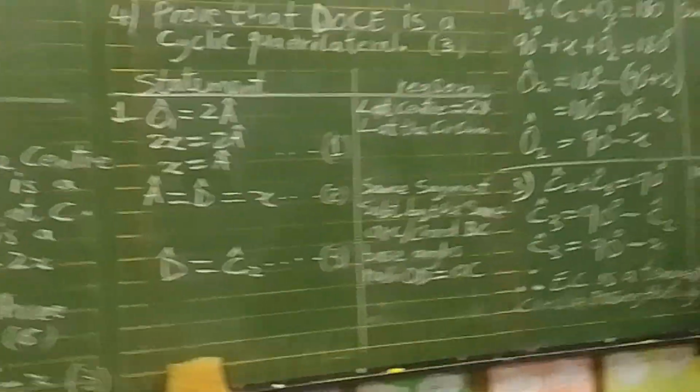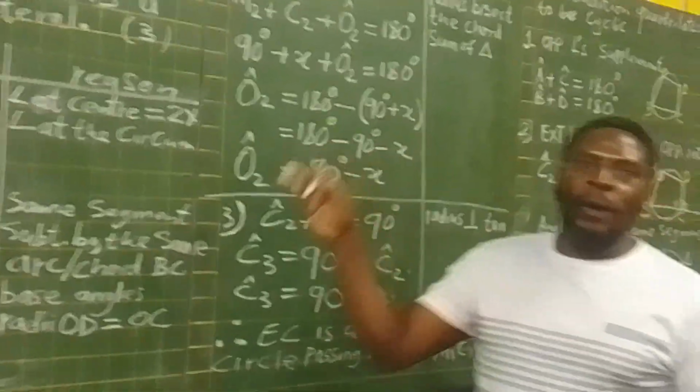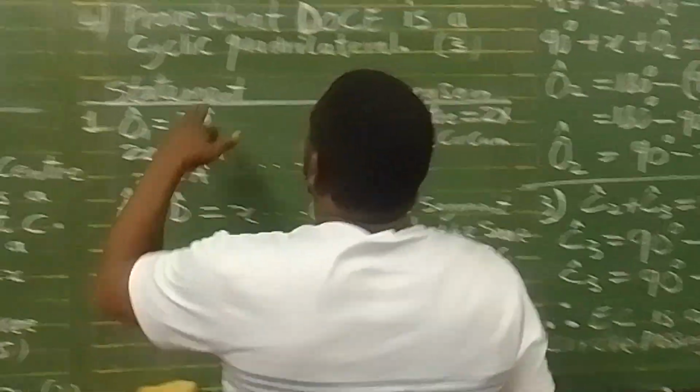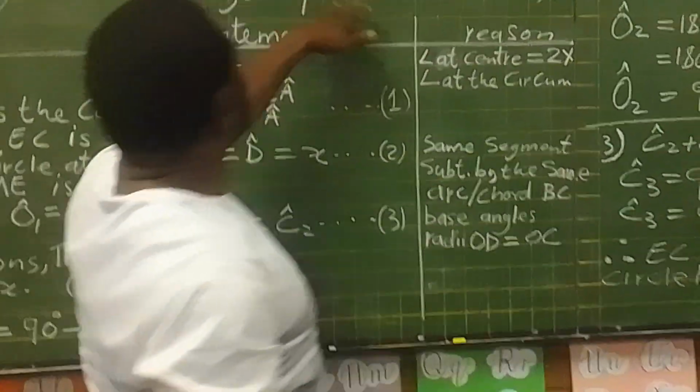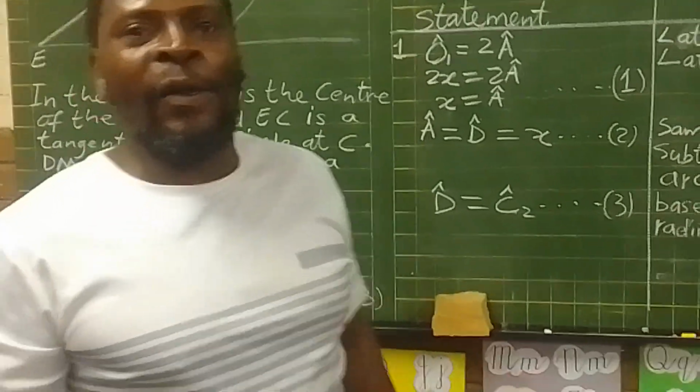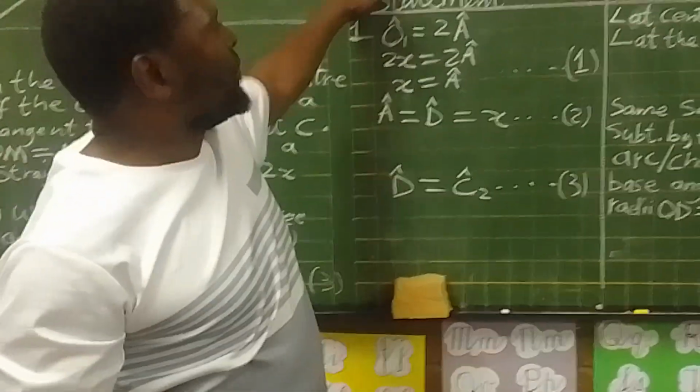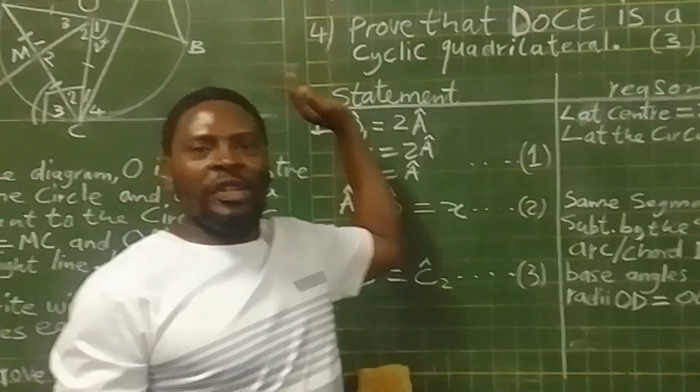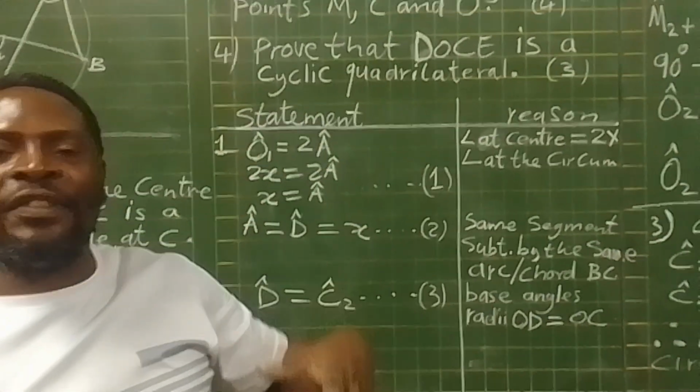Now, let's go for the last one. Question 4. Prove that DOC is a cyclic quadrilateral. Go and do that for me, and then we will do it in the next video.